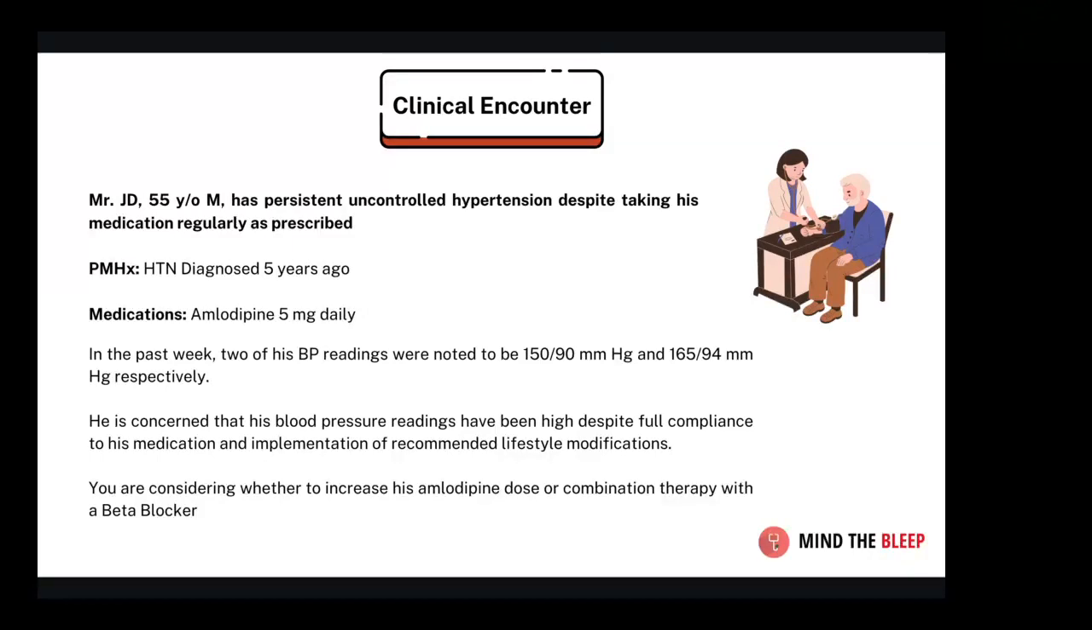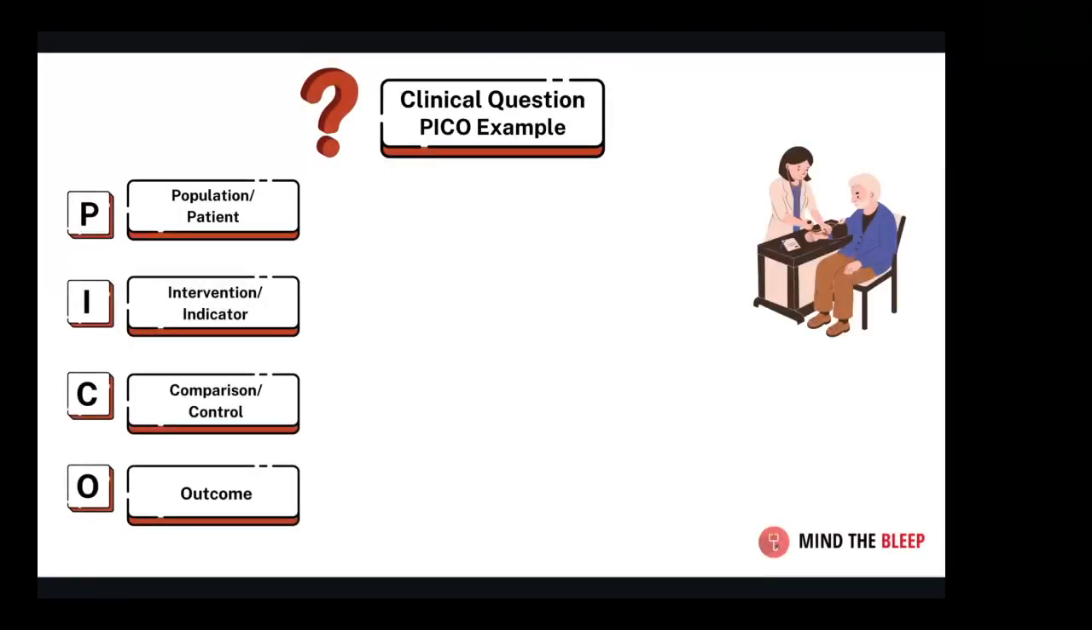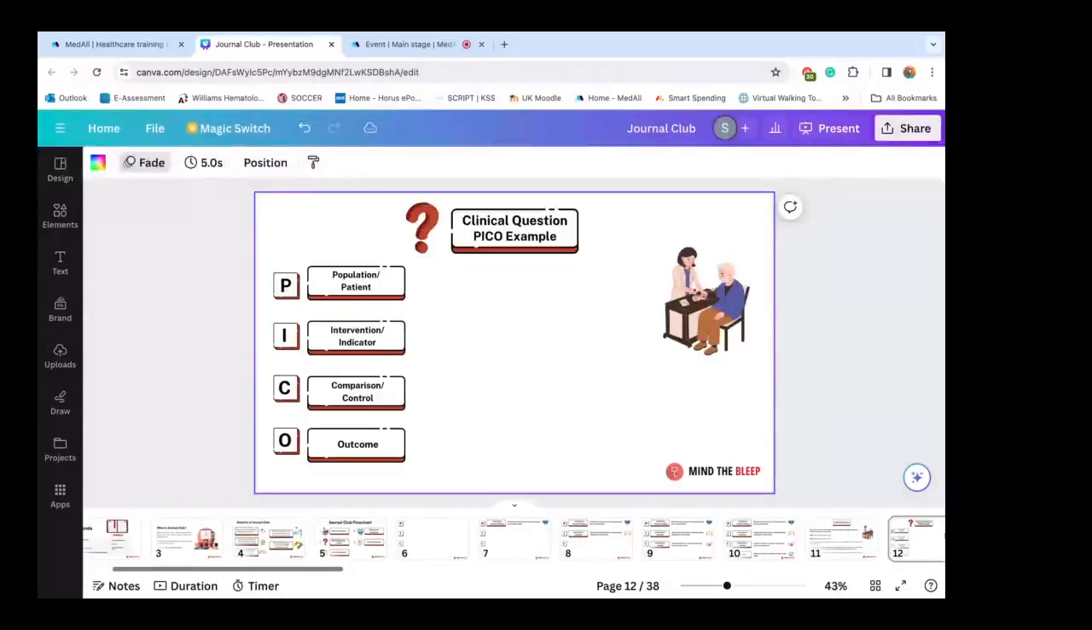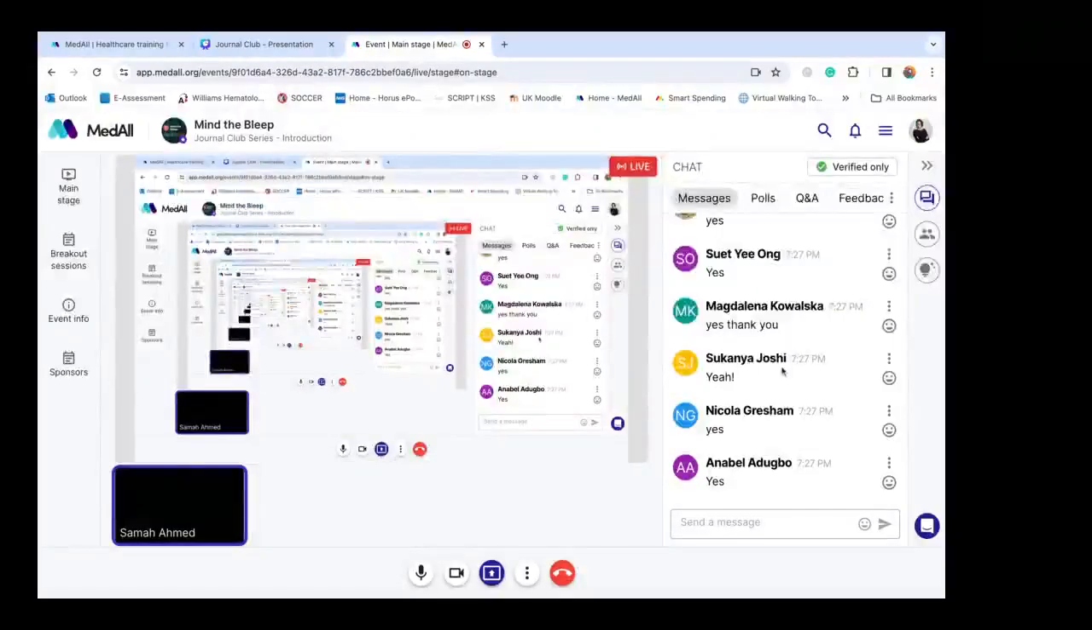He's concerned that his blood pressure readings have been high, despite being fully compliant with his medication and implementing the recommended lifestyle modifications. At this point, you're considering making a change in terms of his medications. Two of the options that you're thinking about are possibly increasing the amlodipine dose or trying a combination therapy with a beta blocker. Okay, so let's try to do a PICO for this, and I'm going to ask you guys to come up with these. For P, population or patient or problem, what would you put for that one as an example?